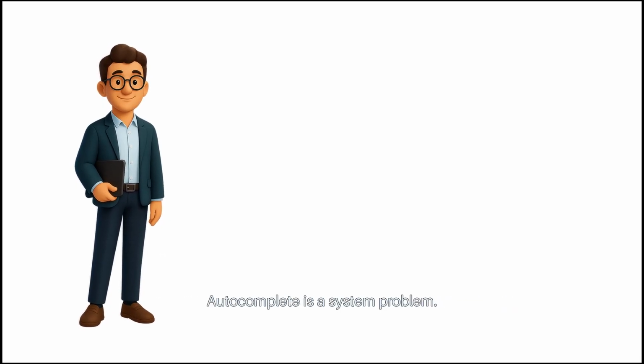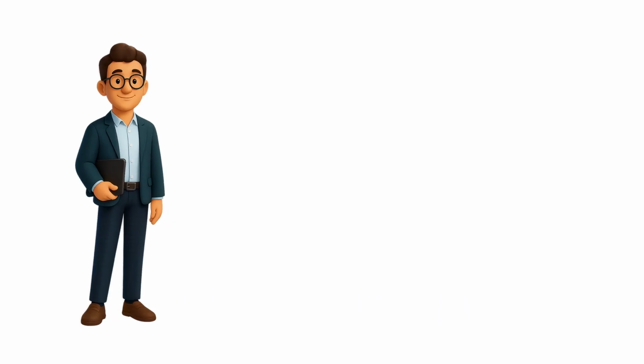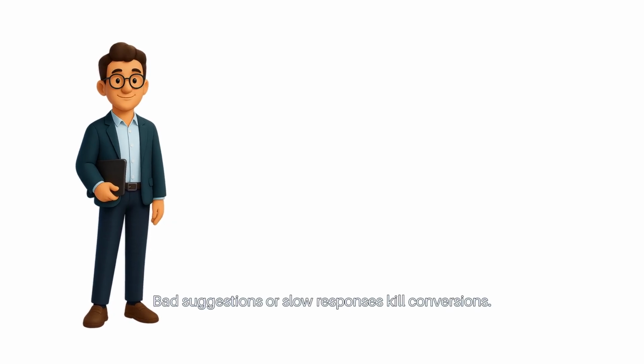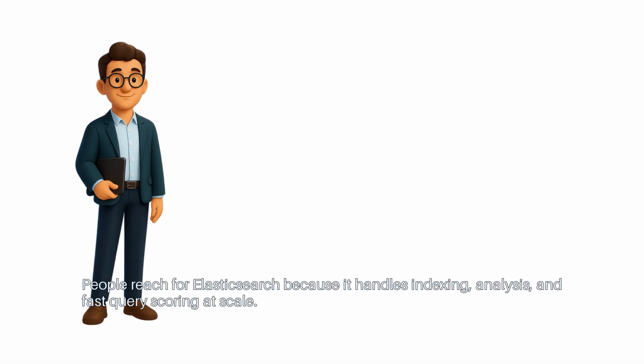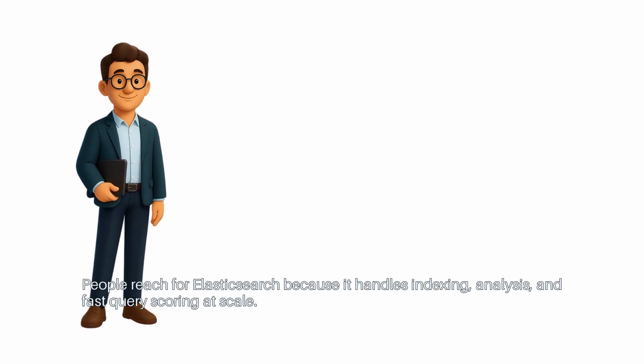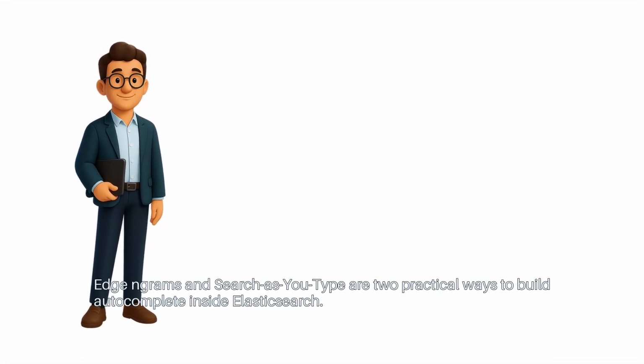Autocomplete is a system problem. Users type a few letters and expect a correct suggestion in a blink. Bad suggestions or slow responses kill conversions. People reach for Elasticsearch because it handles indexing, analysis, and fast query scoring at scale. Edge Ngrams and Search as You Type are two practical ways to build autocomplete inside Elasticsearch.